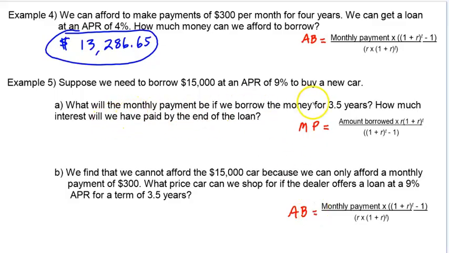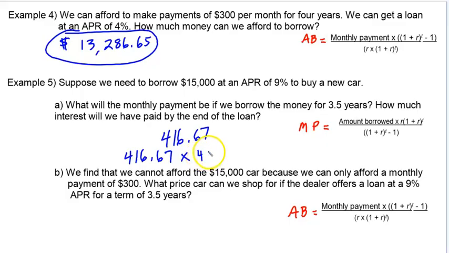We're going to find out what the monthly payment would be in this case. $15,000 is the amount borrowed, 3.5 years, so 3.5 times 12 will be our T value, that's 42. R is again 0.09 divided by 12. You always put R in as that fraction, the APR divided by 12. So the answer for 5A should be a monthly payment of $416.67.